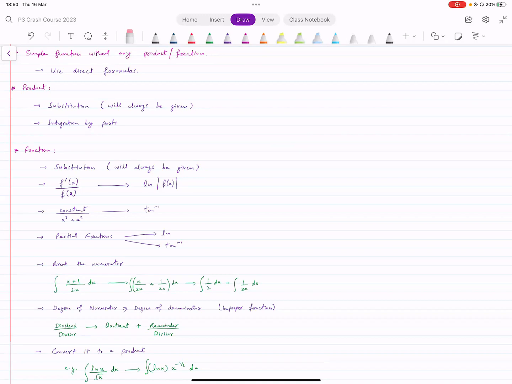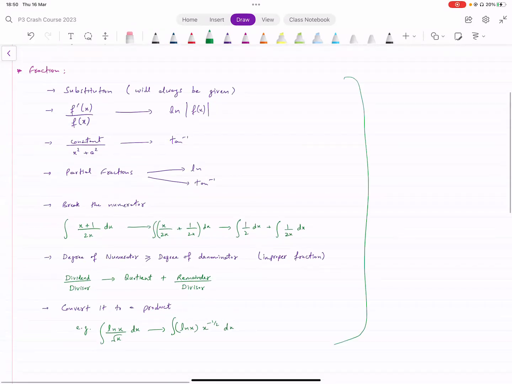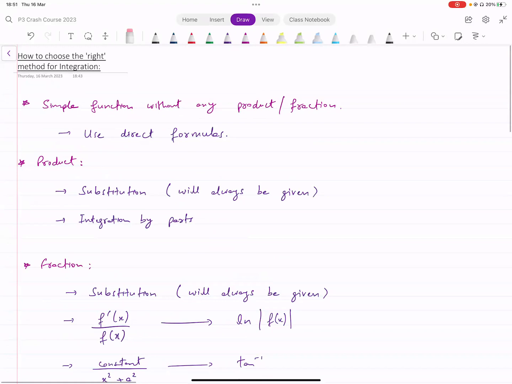Most of the thinking is going to be required when you have to integrate fractions. The rest is not going to be that complicated in terms of choosing the right method. Okay. So that's about it. Now let's start with a few questions.